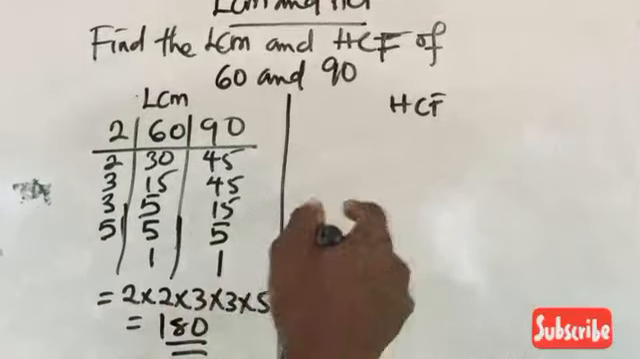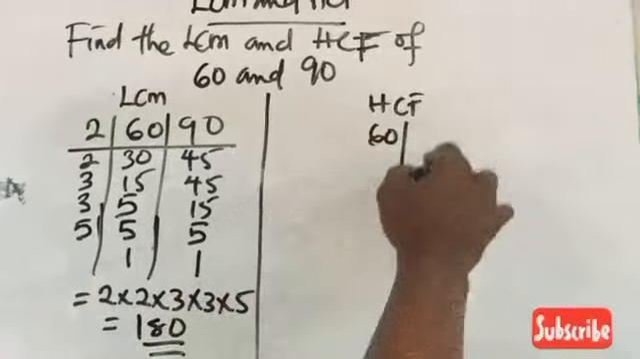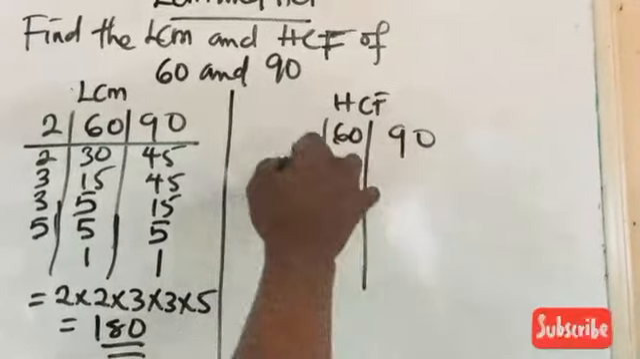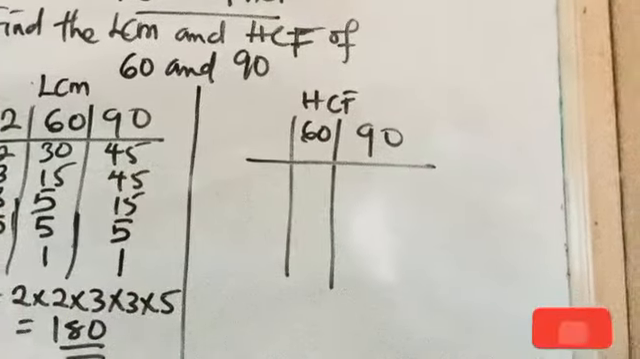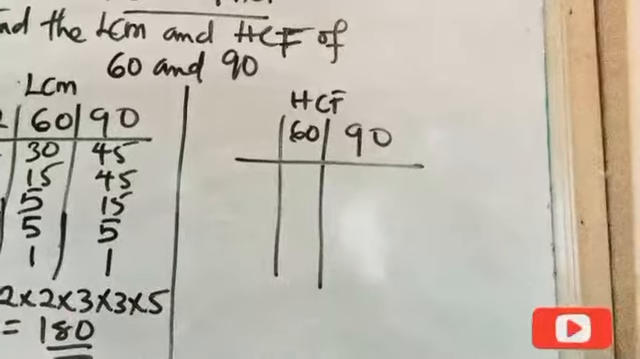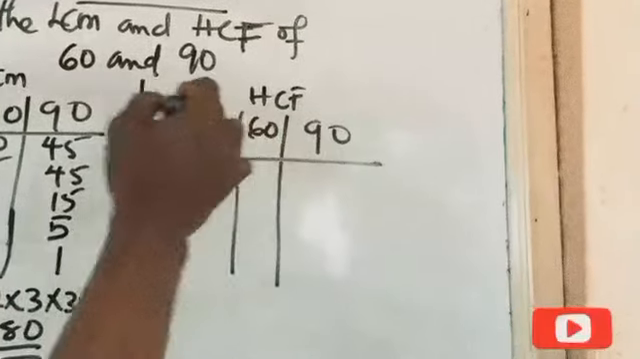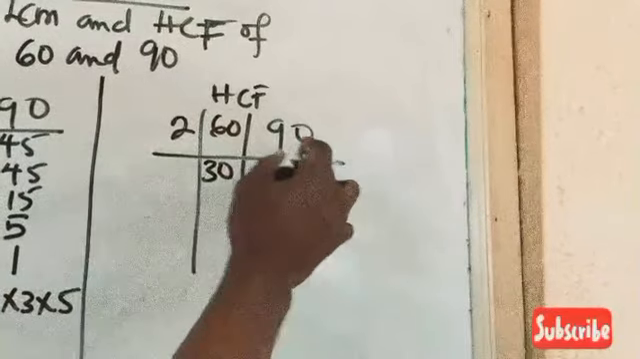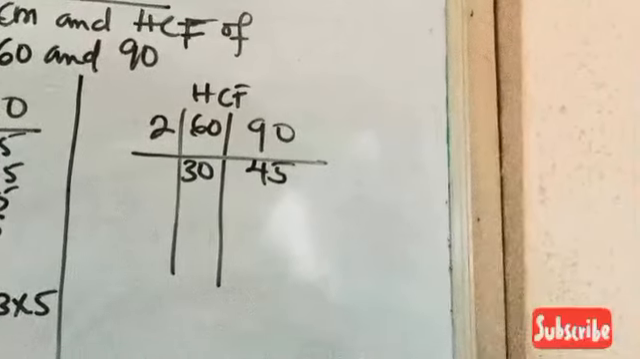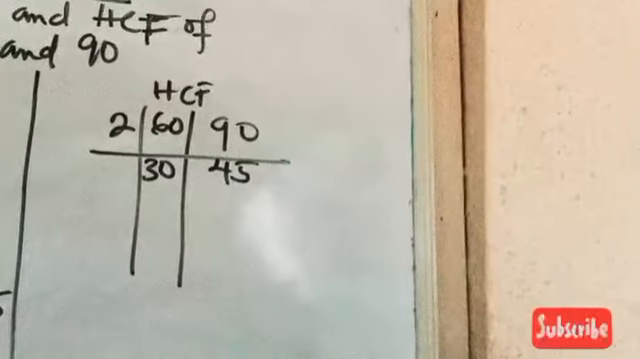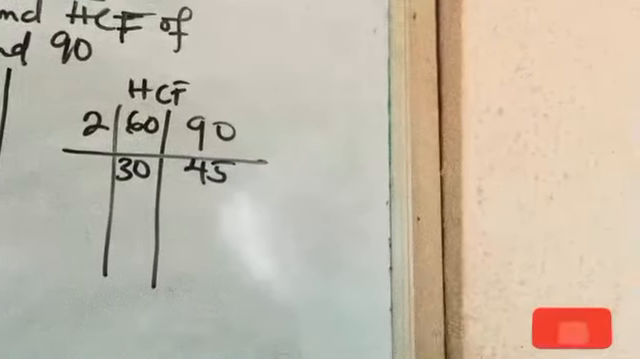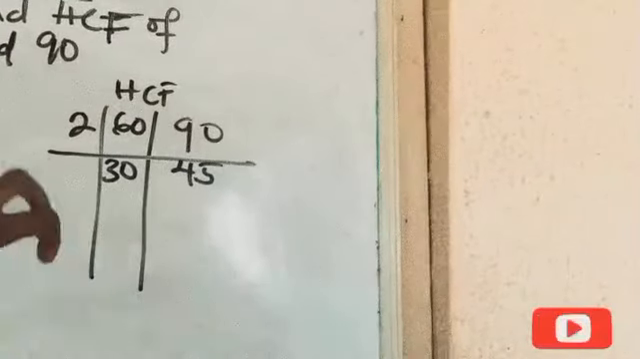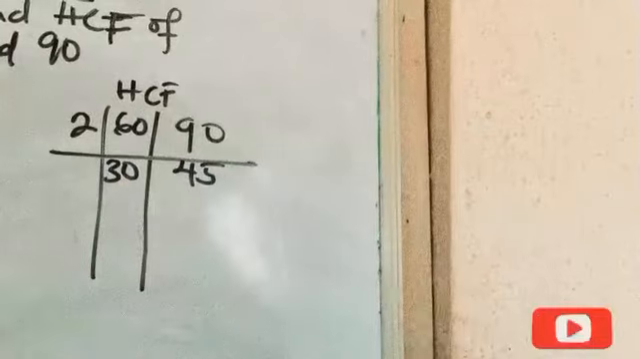So let us look at the HCF of 60 and 90. The number that can divide both 60 and 90 successfully is 2. When 2 divides 60, I'll be left with 30. I'll be left with what? 45. You realize that 2 alone cannot divide 30 and 45 together. 2 can only divide 30, but 2 cannot divide 45.